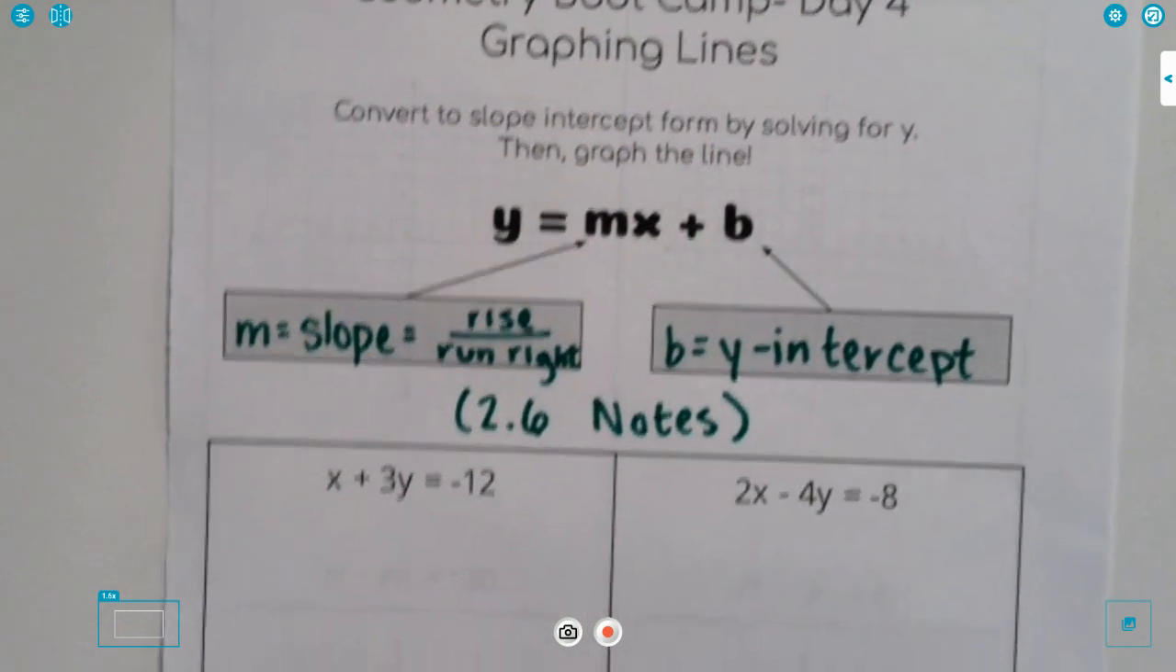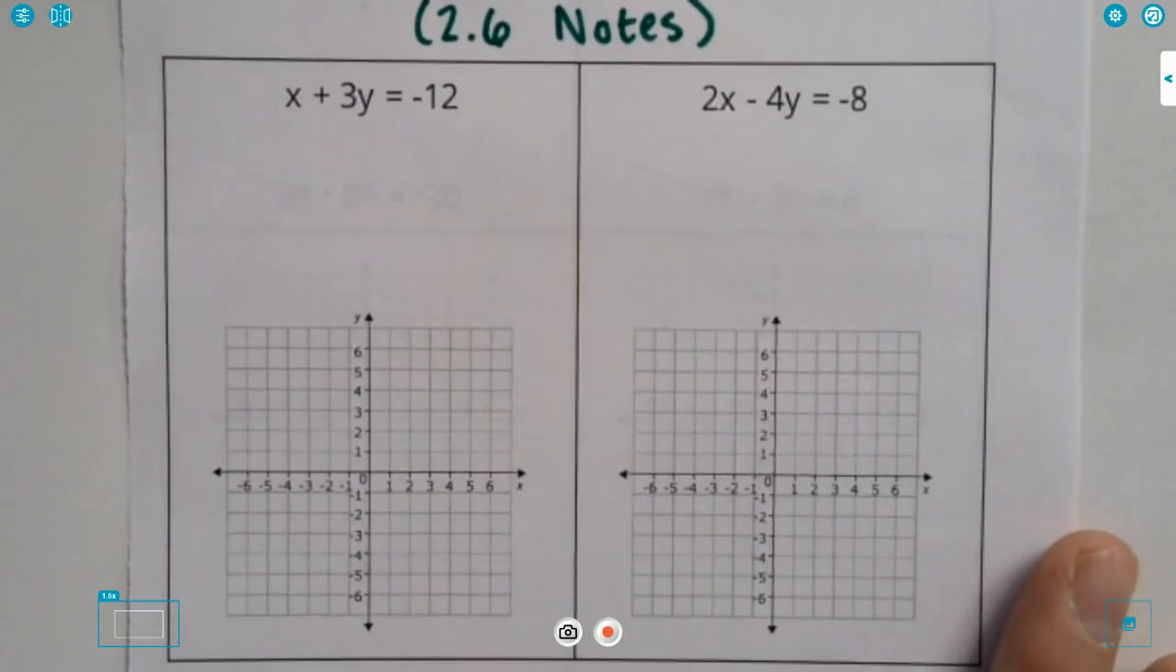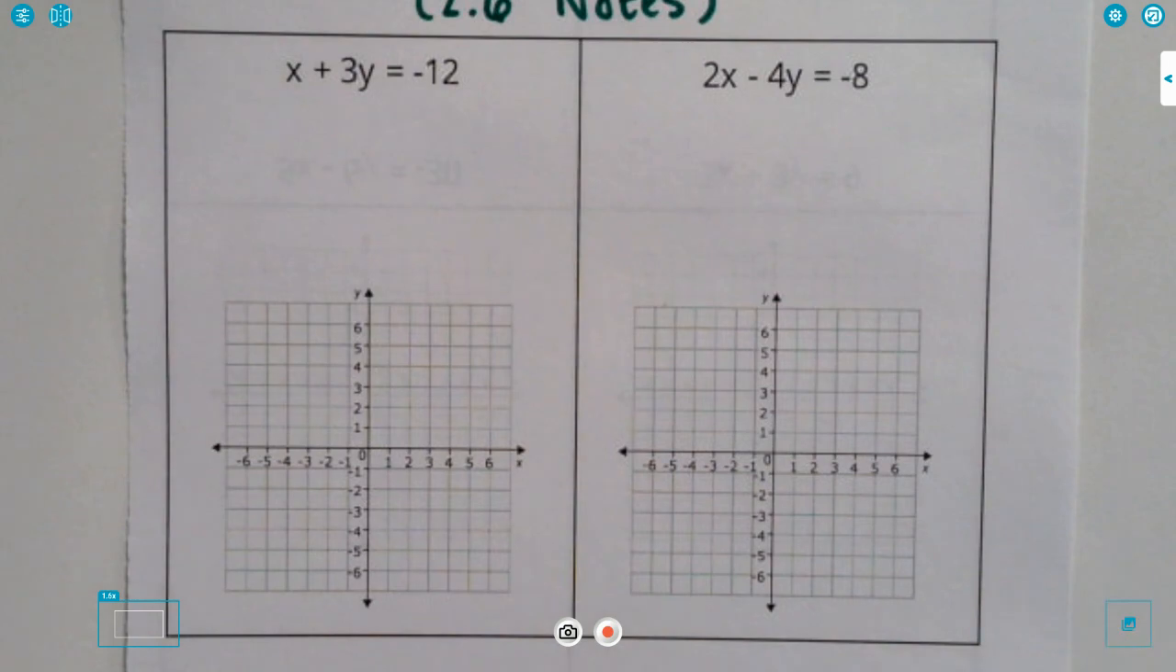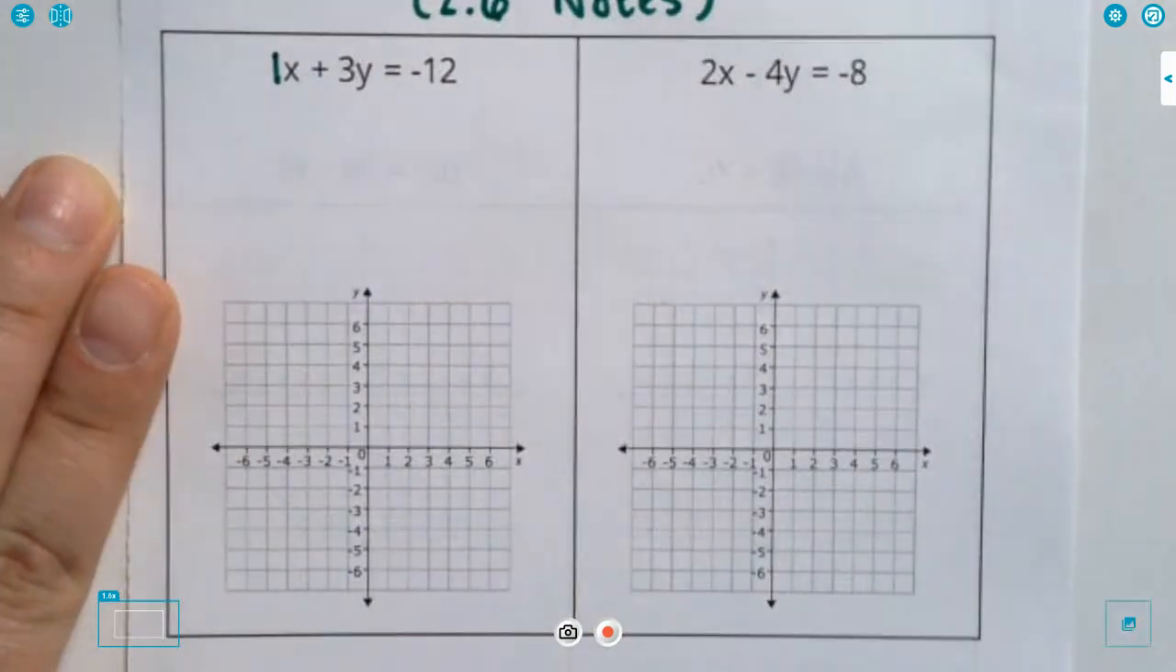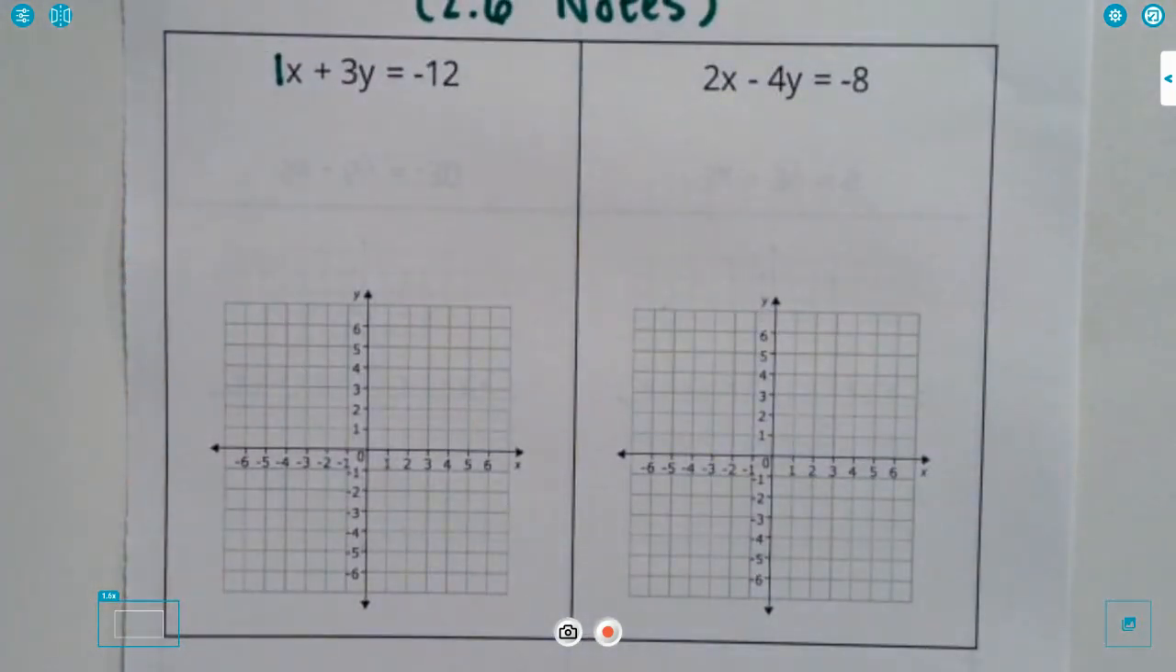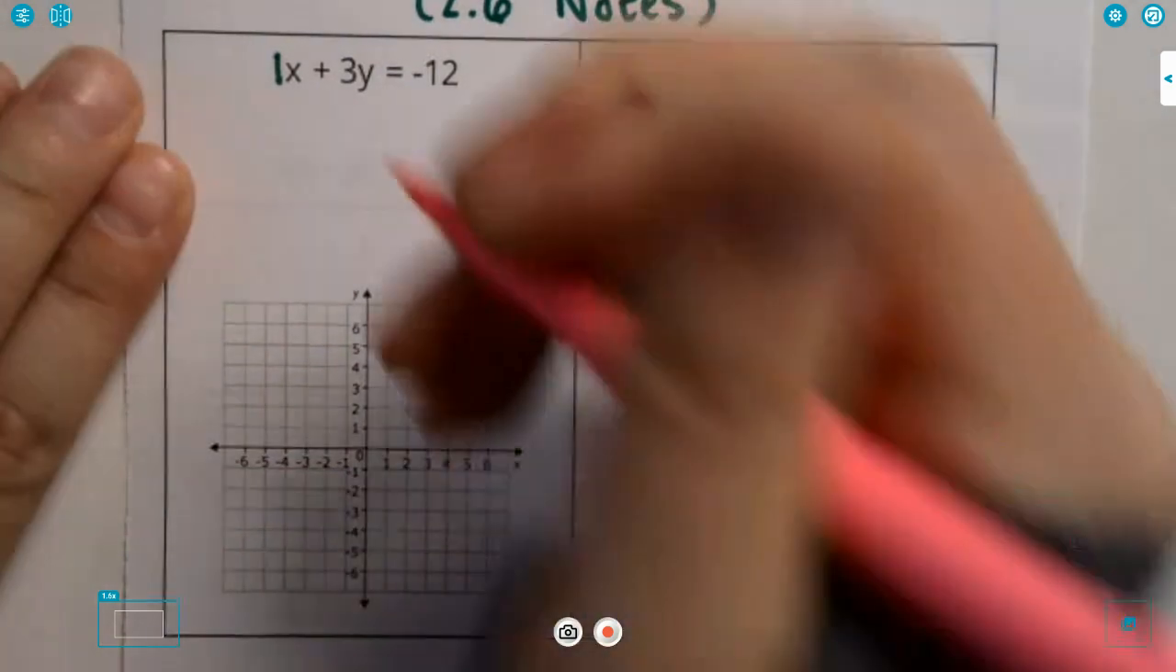So we've got x plus 3y equals negative 12. First thing that I'm going to do is put an imaginary 1 in front of that x. Then my goal is to get it in slope-intercept form, so my goal is to get it to be y equals. So the first thing I'm going to do is get rid of the x and whatever number is with it. Then the next thing I'm going to do is get rid of whatever number's keeping the y from being by itself. So I'm going to subtract 1x from both sides.